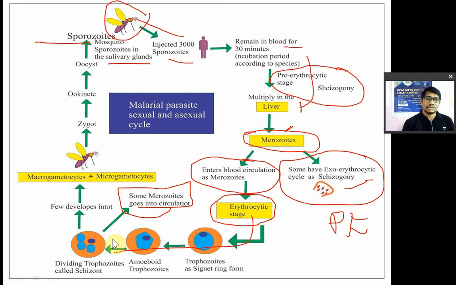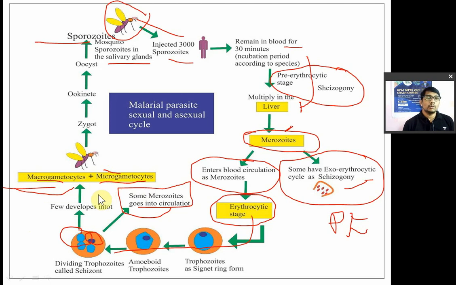Now in the RBC, these merozoites differentiate into two types of cell. Macro means large cells. They will be differentiated into macrogametes and microgametes. Micro means small. So two types of cell will be there: one large cell and one small cell. The large cells are known as the macrogametes, also known as the female gametes, and the small cells are known as the microgametes, also known as the male gametes.